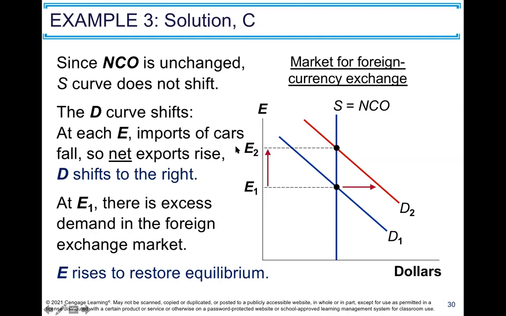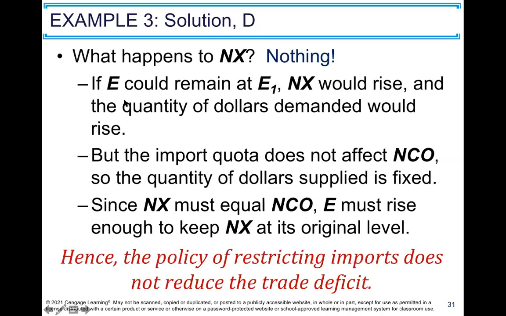which is not good for the US, right? If we impose this import quota, it just increases the exchange rate without changing NX. That means the exchange rate just shifted without changing anything on the real side. So an import quota does not affect net capital outflow, and we just changed E. Therefore, a policy of restricting imports does not reduce the trade deficit. We saw that imposing a quota did nothing to reduce the trade deficit. NX was completely unaffected by the trade policy, and the only thing that happened was an increase in the exchange rate, which is not good for the US or for any country particularly. So this was not a good policy.